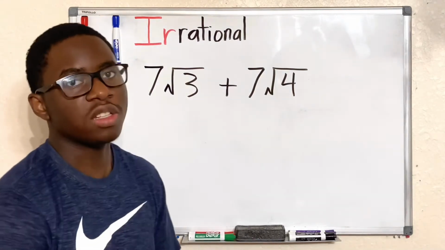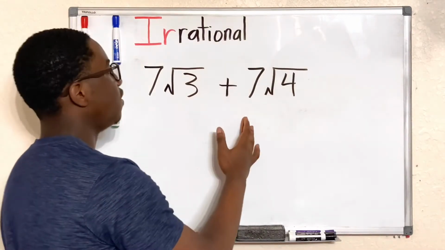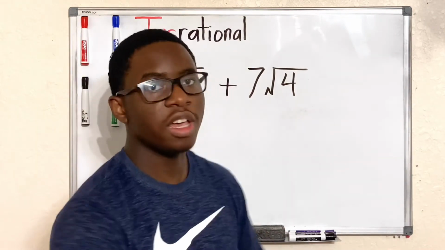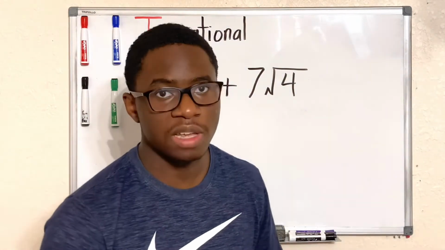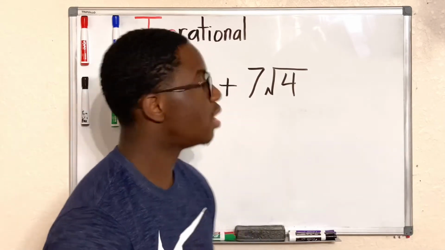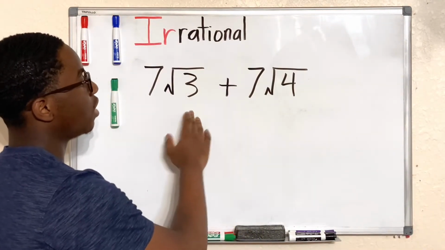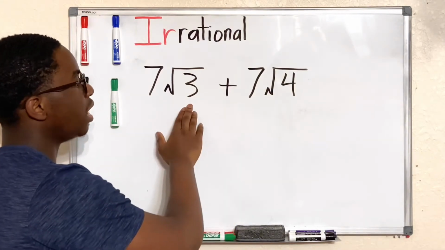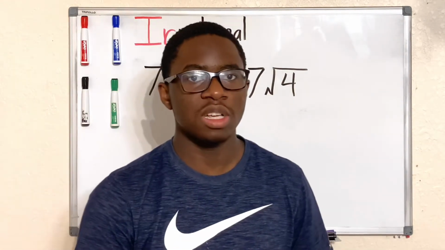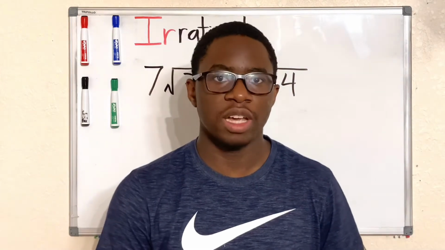Now, looking at this the first time, you're probably thinking just add the 7s and add the 3s and the 4s, and you should get 14, maybe 14 root 7. However, that is not the case. One thing you have to notice is that these terms are not alike. We have a root 4 here and we have a root 3. You can't just add these up because they don't share the like terms.